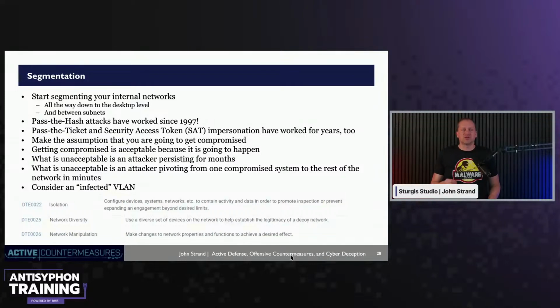Network diversity: use a diverse set of devices on the network to establish legitimacy for decoy networks. This is getting into honeypots. Network manipulation: make changes to network properties that function to achieve a desired effect. I could talk about this now.